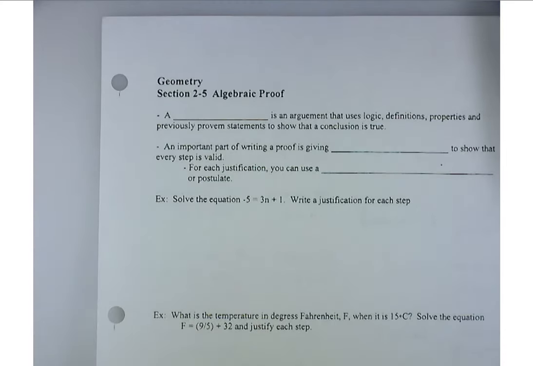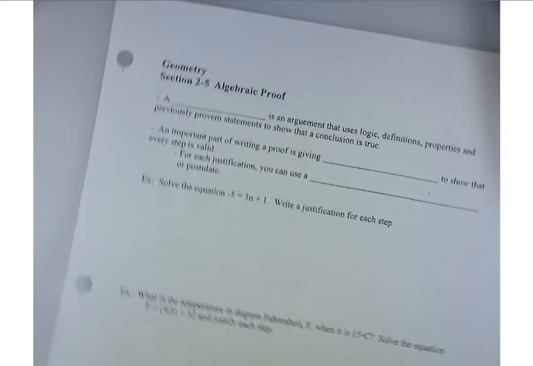So the first thing we're going to talk about is a proof. A proof is an argument that uses logic, definitions, properties, and previously proven statements to show that a conclusion is true. Okay, so this is called a proof.